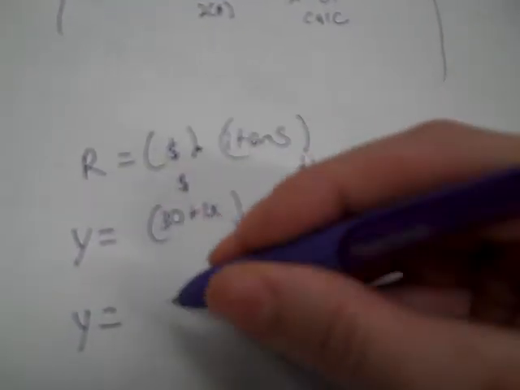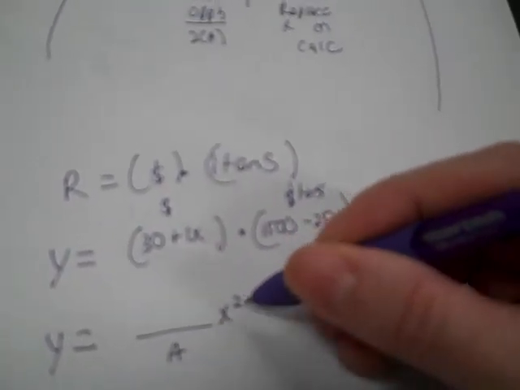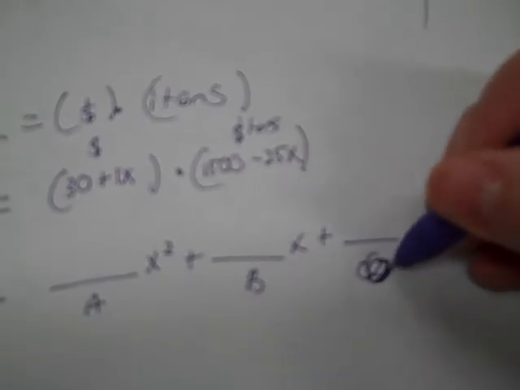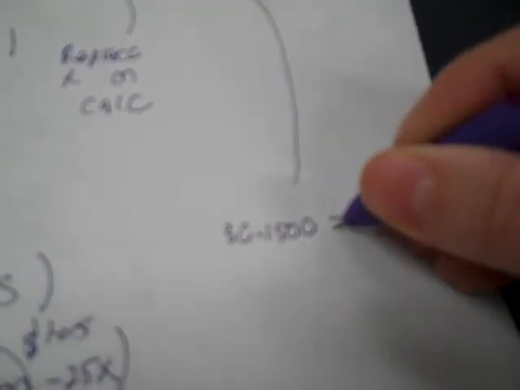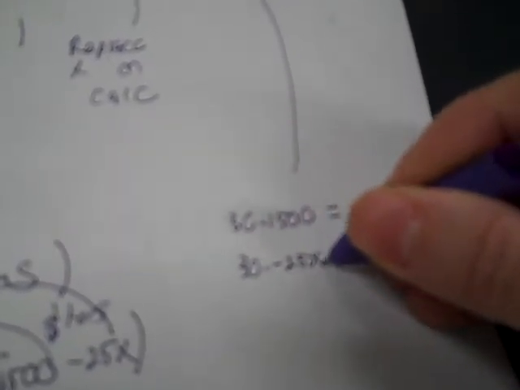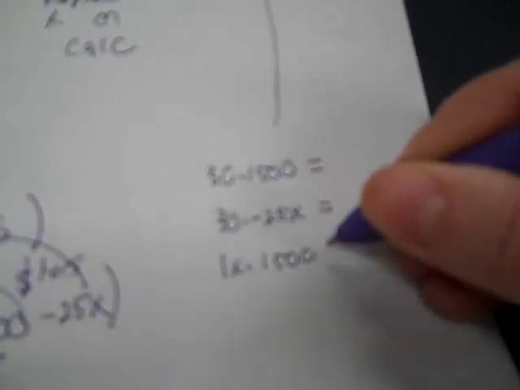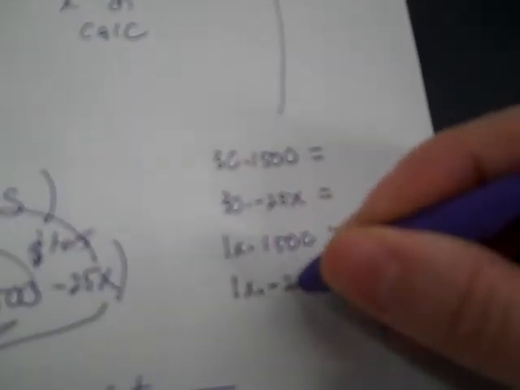Okay, and then I'll need to do the FOIL so I can get x squared, x, and then a constant. And I don't even really care about c. I don't need to use that. So I take 30 times 1,500, and then I'm going to take 30 times negative 25x. Remember, the 25x is negative. And then I'm going to take 1x times 1,500, and then I'm going to take 1x times negative 25x.